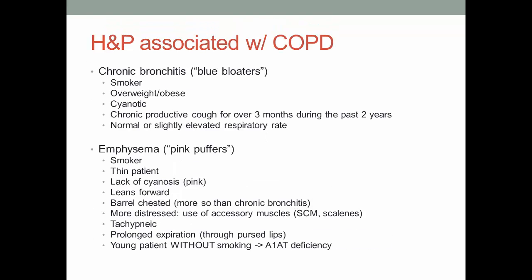Okay, so now let's focus specifically on COPD. Like I said earlier, that's broken down into chronic bronchitis and emphysema. One of the little hints to think of chronic bronchitis is blue bloaters, and this is because they're normally overweight and cyanotic. So the other symptoms that you want to pay attention for, or history, is are they a smoker? And then I said overweight, I said cyanotic. The diagnostic criteria requires that they have had a productive cough for over 3 months during the past 2 years.